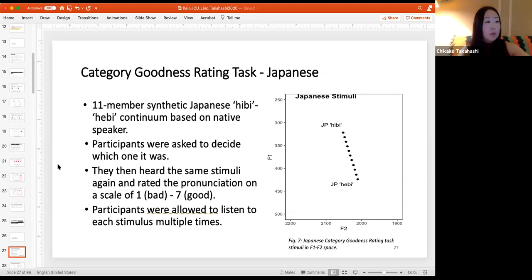Eleven-member synthetic items that sounded like hibi or hebi were created based on monolingual Japanese speaker speech. Participants were asked to decide which word it was. Then they heard the stimuli once again and rated the pronunciation on a scale of 1 to 7. Participants were allowed to listen to each stimulus multiple times.